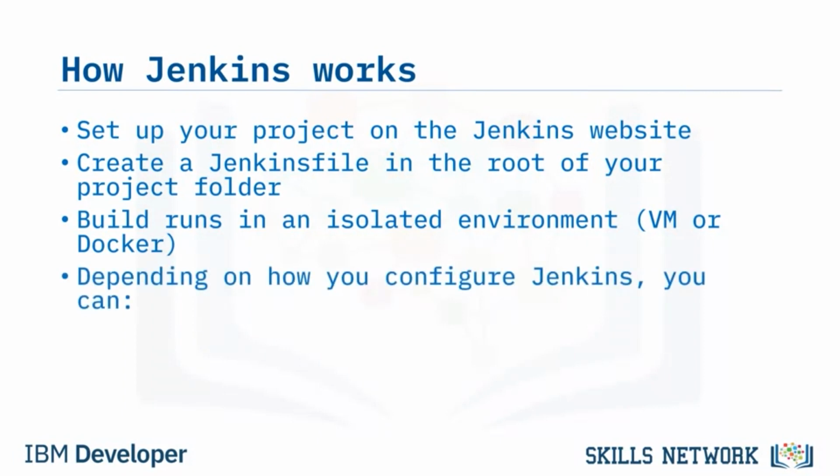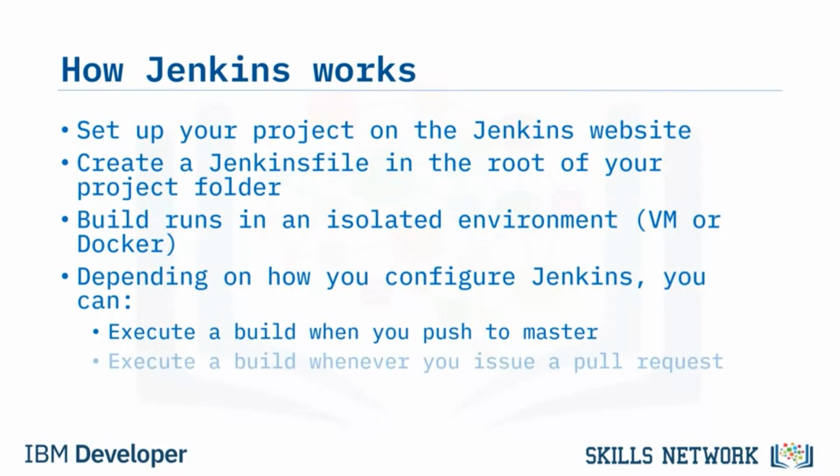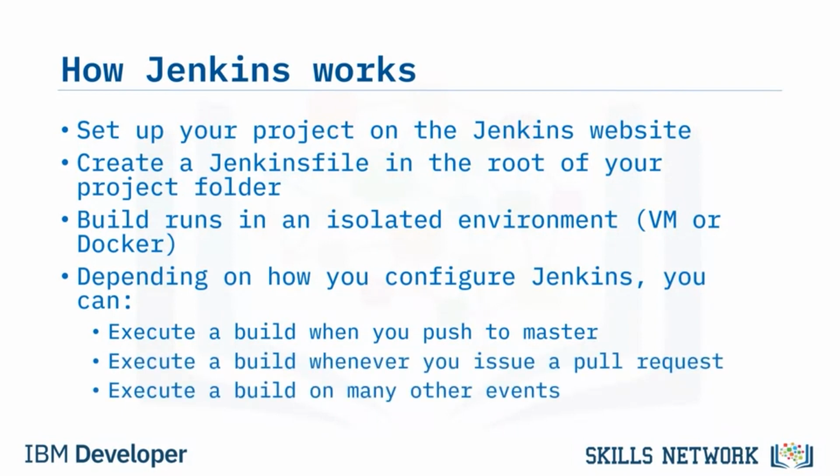You can also specify what actions trigger a build. Unfortunately, you can't do this in the Jenkins file. You must configure this on the Jenkins server using the user interface. You can specify to execute a build when you push to the master branch, whenever you issue a pull request, or on the occurrence of many other events.